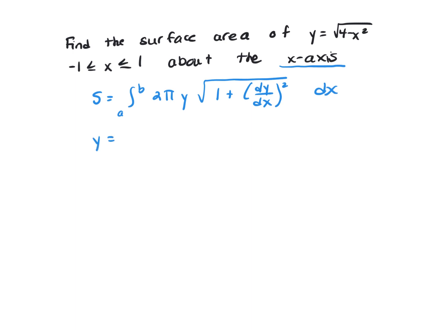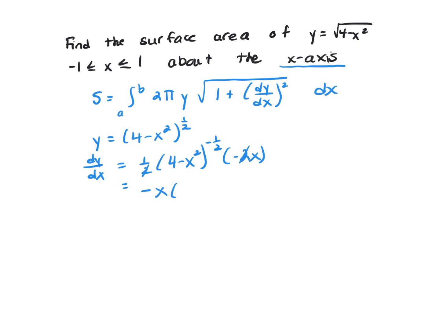We have y equals (4 minus x squared) to the 1/2. That's the same thing as y equals square root of 4 minus x squared. And if I take the derivative, dy/dx equals, using the chain rule, 1/2 (4 minus x squared) to the -1/2 times the derivative of what's inside, a -2x. And the 2's cancel, and you're left with negative x times (4 minus x squared) to the -1/2.